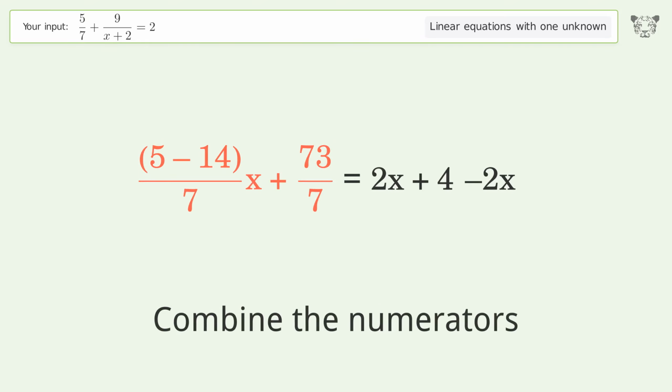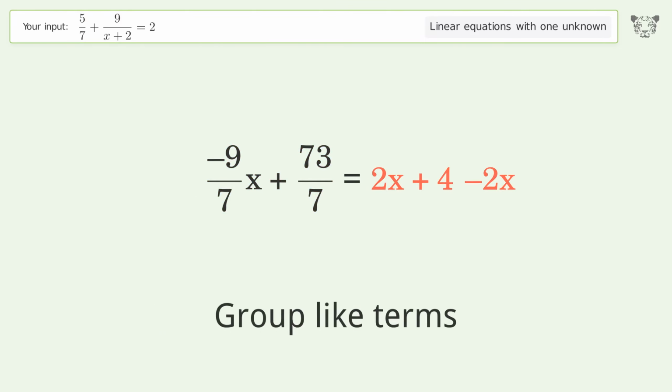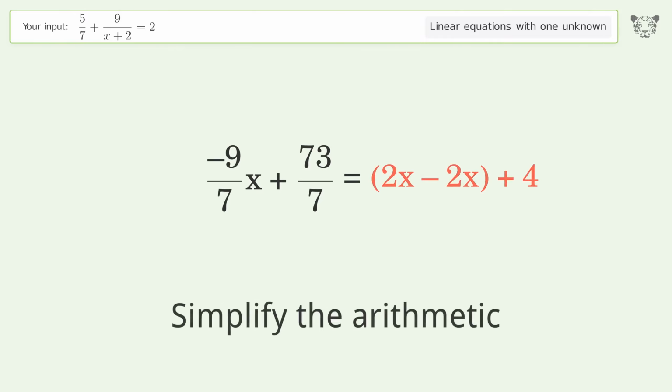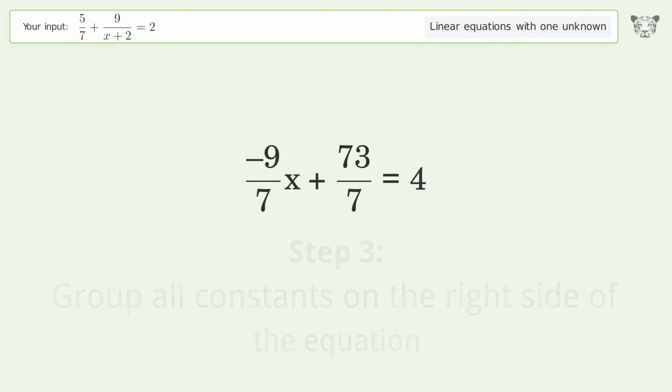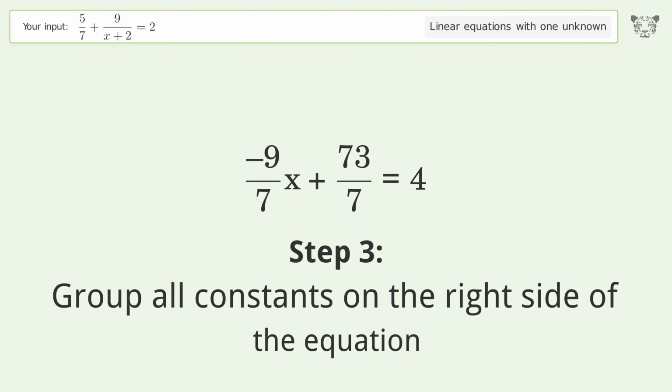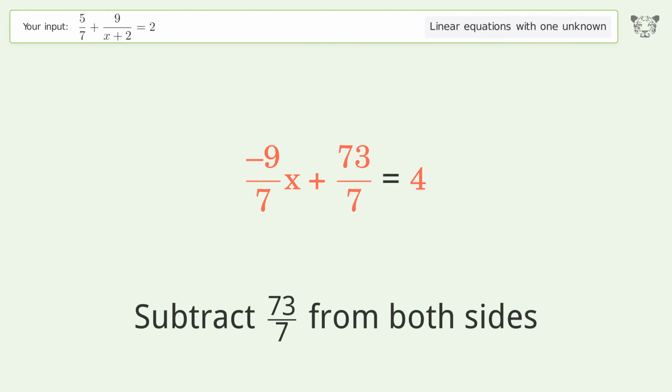Combine the numerators. Group like terms. Simplify the arithmetic. Group all constants on the right side of the equation. Subtract 73/7 from both sides.